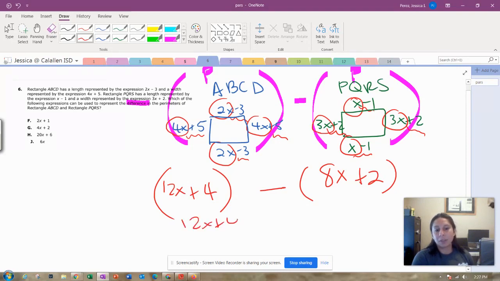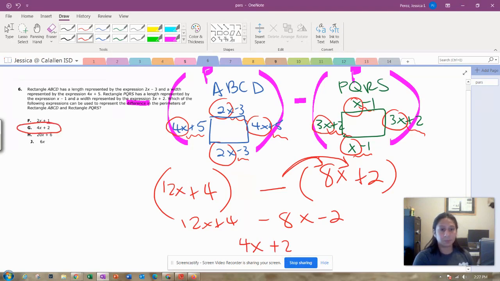And next we combine them. We have 12x plus 4. Remember, this minus changes the signs of everything in here, so minus 8x minus 2. And then we combine our x's. Now, 4x plus 2. So the answer has to be G.